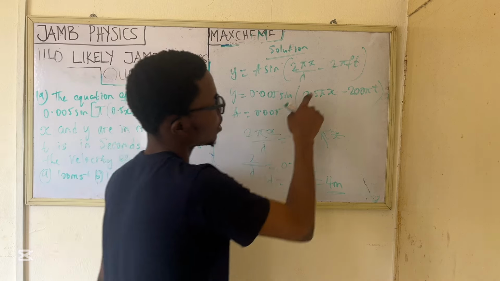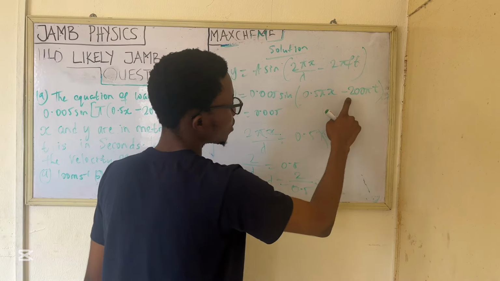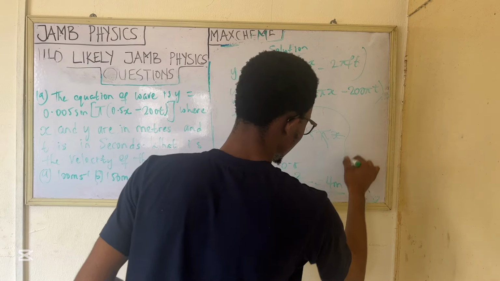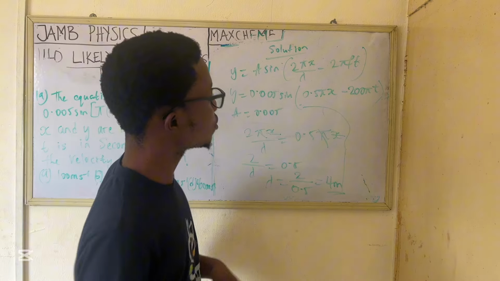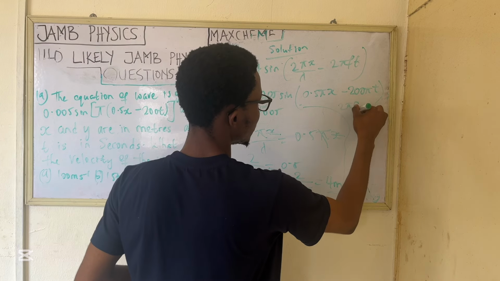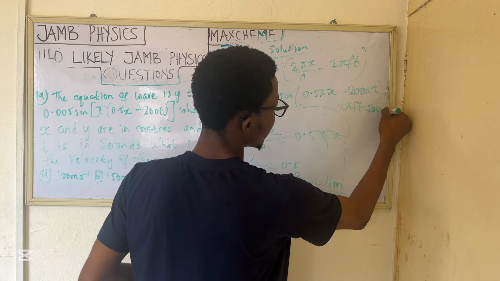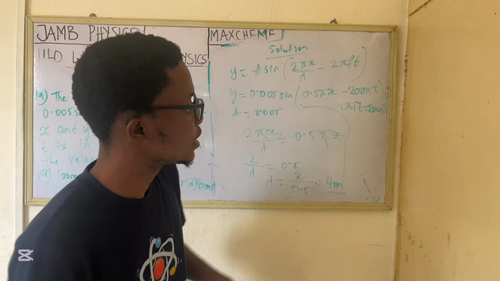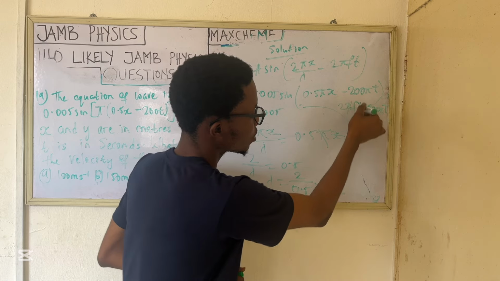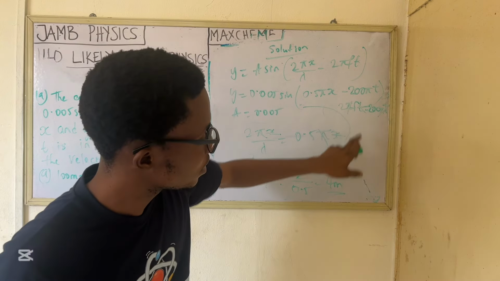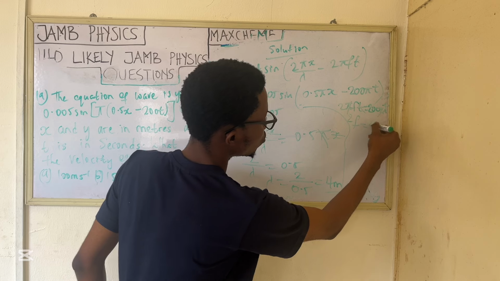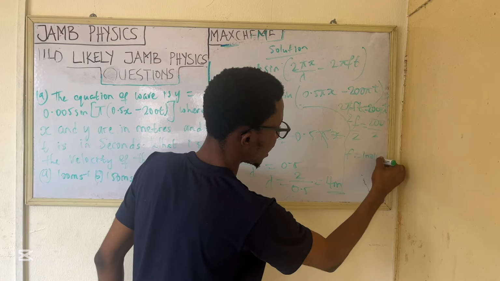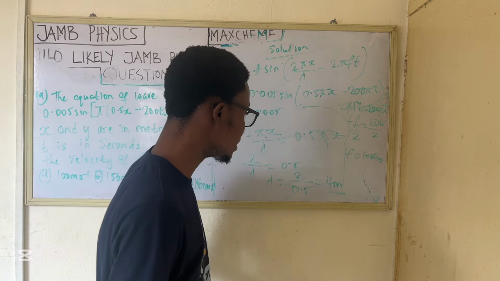Now let's look at this second part. We have minus 2 pi ft, and here we have minus 200 pi t. You just have to equate it also. 2 pi ft is equal to 200 pi t. Here pi will cancel pi, t will cancel t. We now have 2f is equal to 200. Definitely we divide both sides by 2. Then f equals 100 hertz. Now look at it.